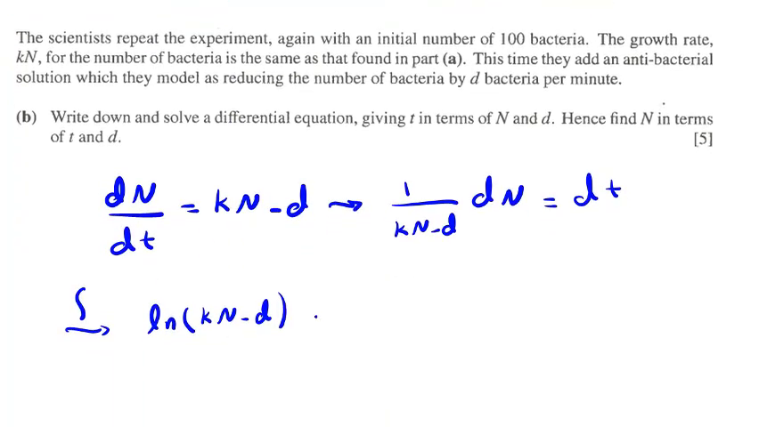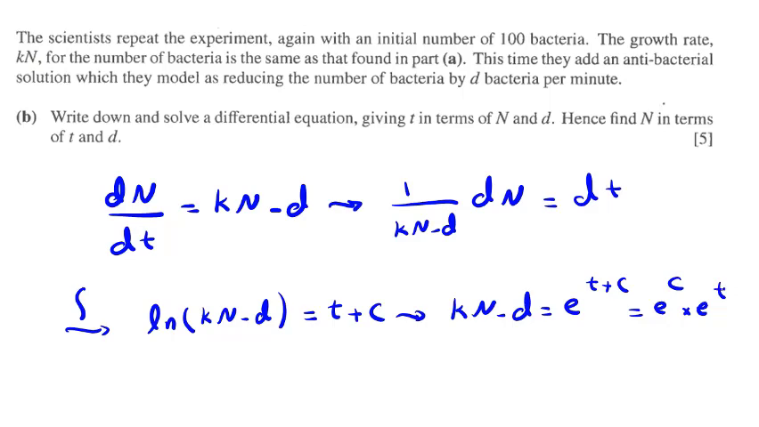Here we say, okay, ln of kn minus d equals t plus c. So if we consider e to the power of them, it will be kn minus d equals e to the power of t. Let me write like this. And then you say e to the power of c times e to the power of d. You can consider the first one is c1. C1 e to the t. Now we conclude what? Kn minus d equals C1 e to the t.